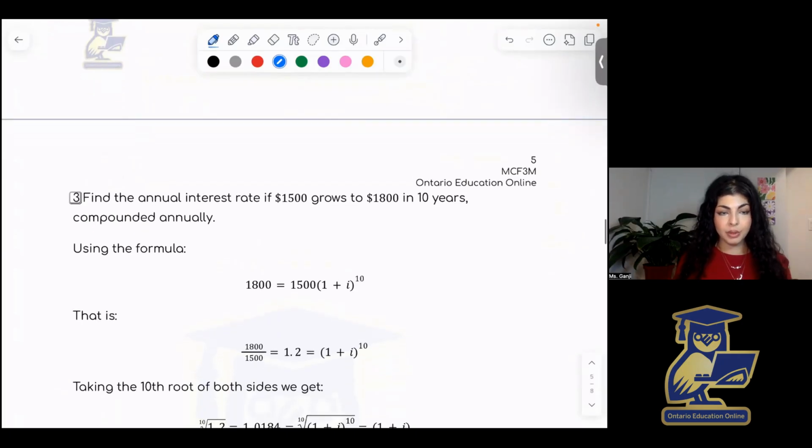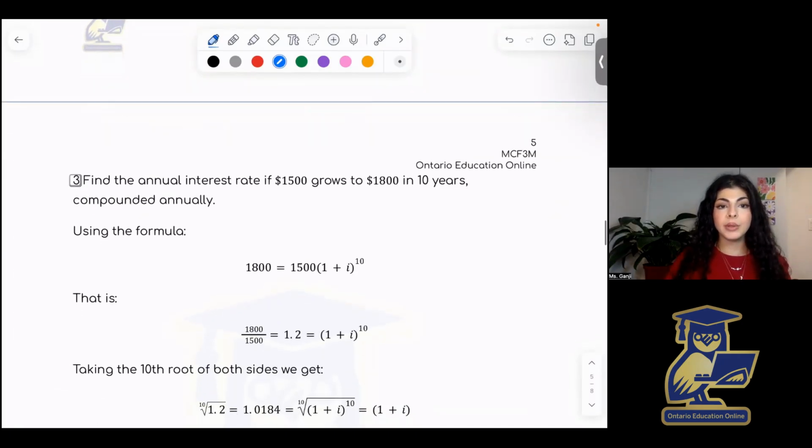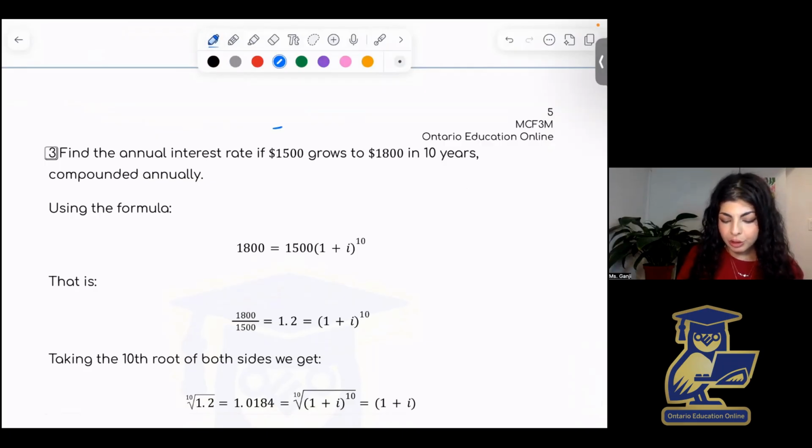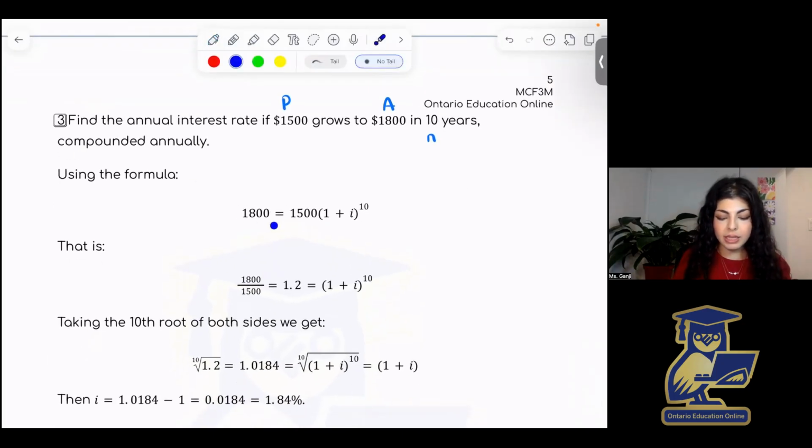In this next example here now, we're asked to find the annual interest rate if $1,500 grows to $1,800 in 10 years. And this is compounded annually. So again, think of the values that were given. This is our present value. This is our future value. And this is the number of years and or t. Now, using our formula, we want 1,800 to equal 1,500 for the interest rate that we're trying to find, so 1 plus i to the power of 10.